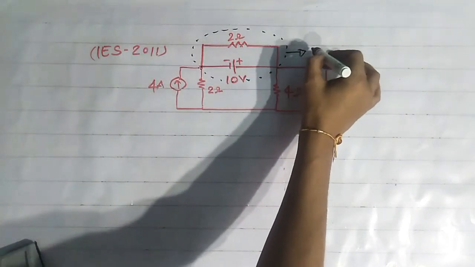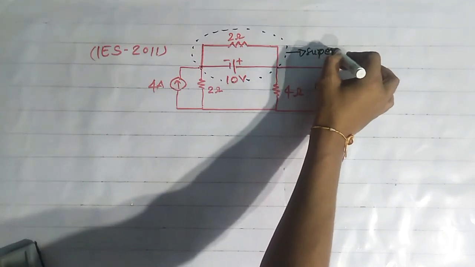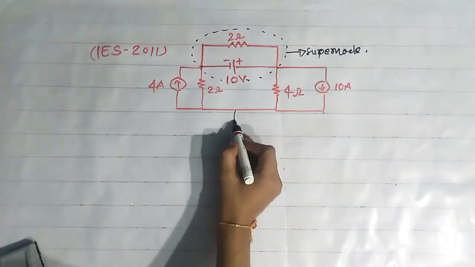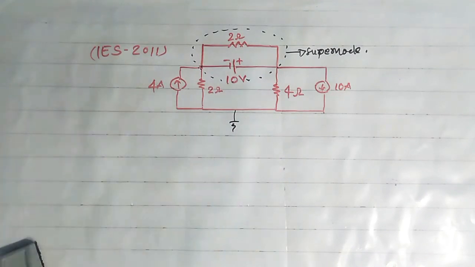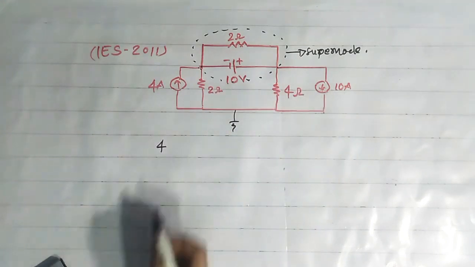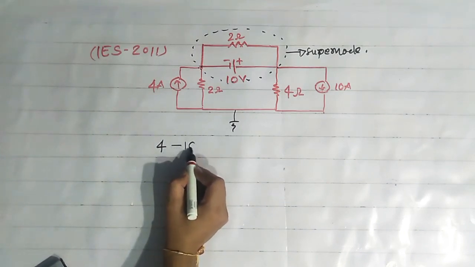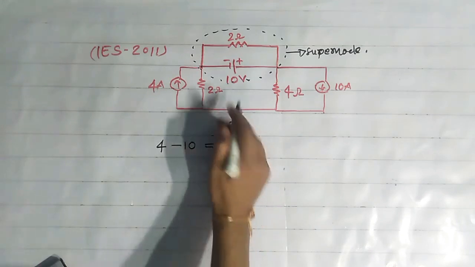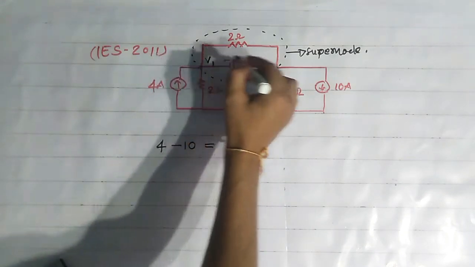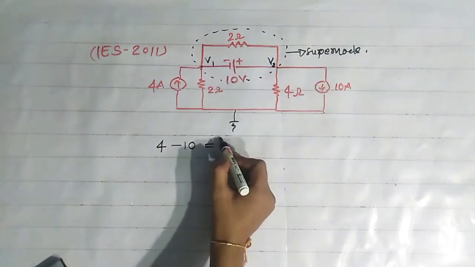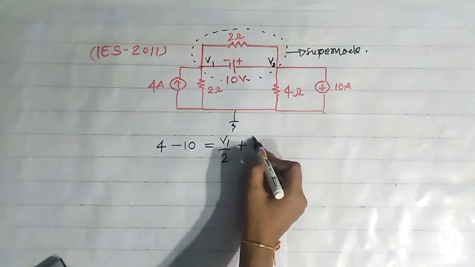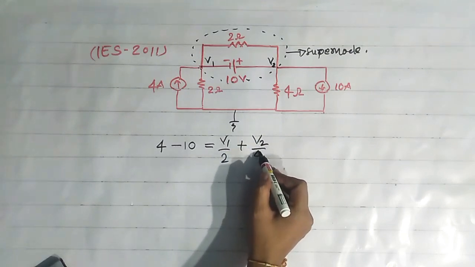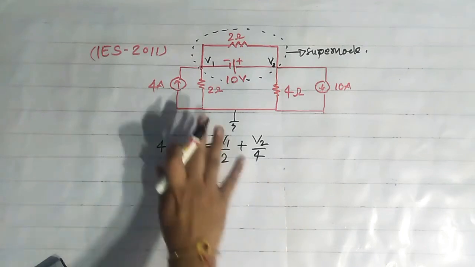So this is the supernode, and take this node as reference. Now we can easily write the nodal equation. Here 4 ampere is entering the supernode, so we can write 4, and this 10 ampere is leaving the supernode, so we can write minus 10 is equal to, suppose the voltage here is V1 and here is V2, so we can write V1 by 2 plus V2 by 4. So this is the nodal equation for this circuit.